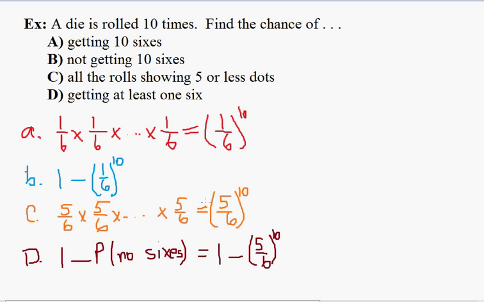Now these are different because of where the "not" appears. So this one means you do not get not all the rolls are sixes. Here for C, none of the rolls are sixes. So that's a little bit different in where the word "no" appears, and so we get two different answers. This is mostly an illustration of being careful on reading the problem carefully so that you get the correct answer to the right question.